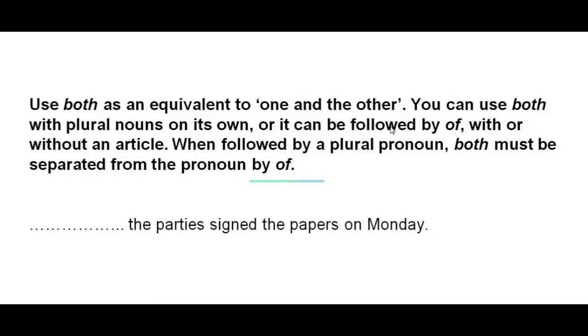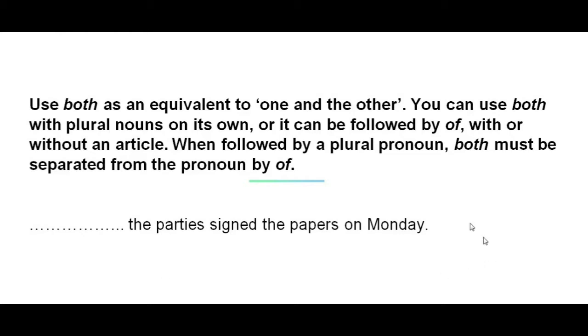And now let's review and practice a bit. Remember that we use both as an equivalent to one and the other. And you can use both with plural nouns on its own, or it can be followed by of, with or without an article. Now, when followed by a plural pronoun, both must be separated from the pronoun by of.